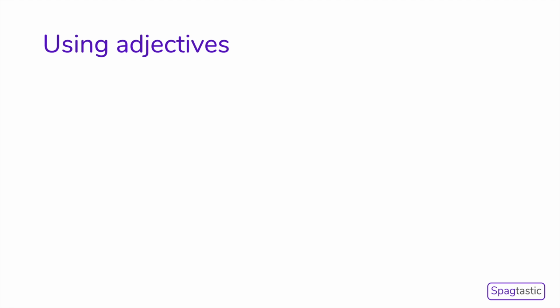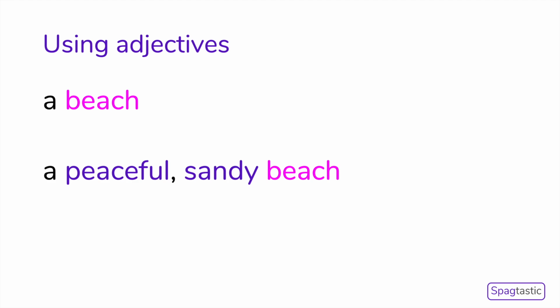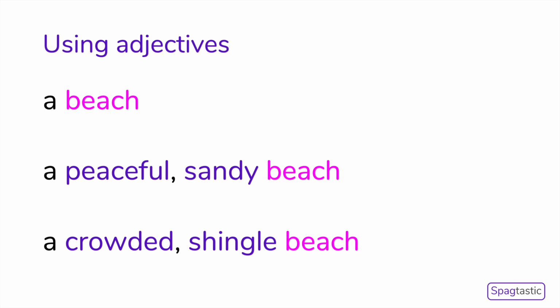If we start with the noun phrase a beach, we could describe the beach as a peaceful sandy beach by adding the adjectives peaceful and sandy, or we could describe it as a crowded shingle beach by adding the adjectives crowded and shingle.